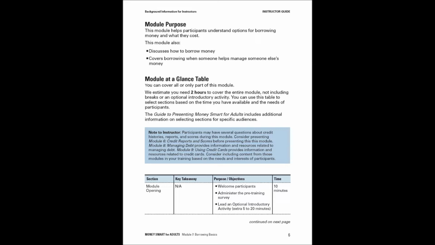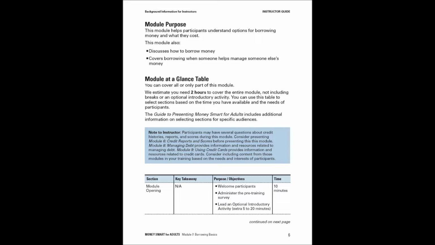In addition to that, Module 8, Managing Debt, provides information and resources relating to managing debt, and Module 9, Using Credit Cards, provides information and resources related to credit cards. Consider using content from those modules in your training based on the needs of the participants. So I'll repeat that. Consider doing Module 6 prior to this particular module, just based on the credit reports and scores information. And then consider adding content from Modules 8 and 9 into this training, depending upon the needs of your participants.